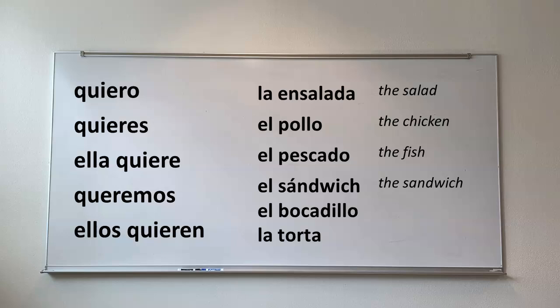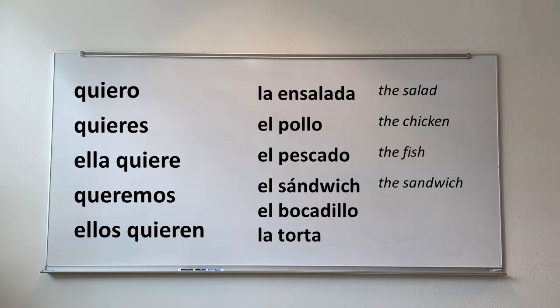I want the salad. Or I want the chicken. Quiero el pollo. Or I want the fish. Quiero el pescado. I want the sandwich. Quiero el sándwich, or in some countries they might use the term bocadillo or la torta. Quiero el sándwich, quiero el bocadillo, quiero la torta. I can also use another form besides yo quiero. I could say tú quieres la ensalada, you want the salad. Tú quieres el pollo, you want the chicken. Tú quieres el pescado, you want the fish. Tú quieres el sándwich, you want the sandwich.